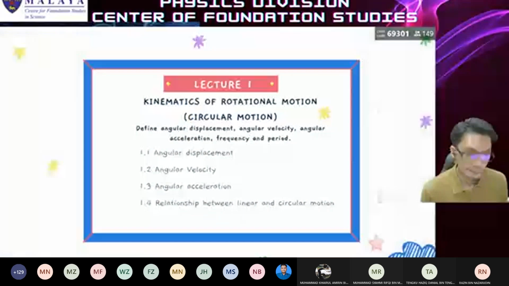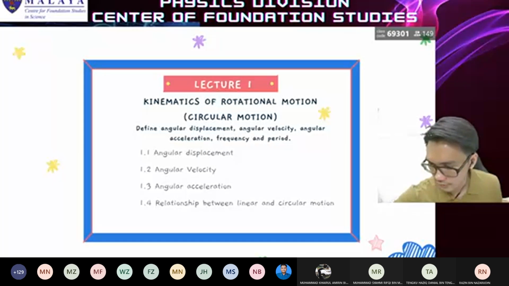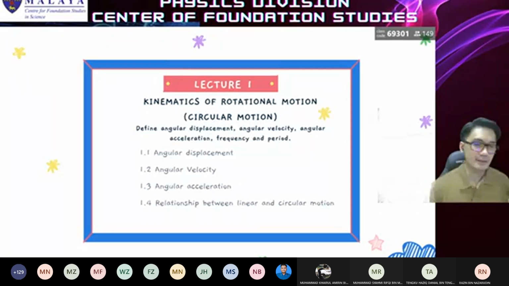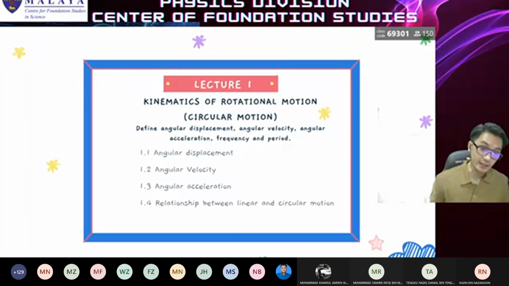Okay, so kita masuk lecture 1. Itulah penat saya membebel untuk first lecture, introduction, but don't worry. Okay, now kita start masuk lecture 1, which is kinematics of rotational motion ataupun circular motion. Both are the same, just different terms. Okay, we need to define angular displacement, angular velocity, angular acceleration, and also frequency and period. So after we describe all these three, angular displacement, velocity, and acceleration, and then kita akan cari the relationship between linear and also angular motion ataupun circular motion.